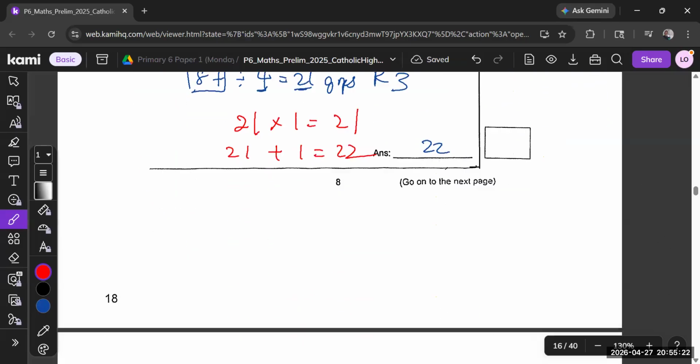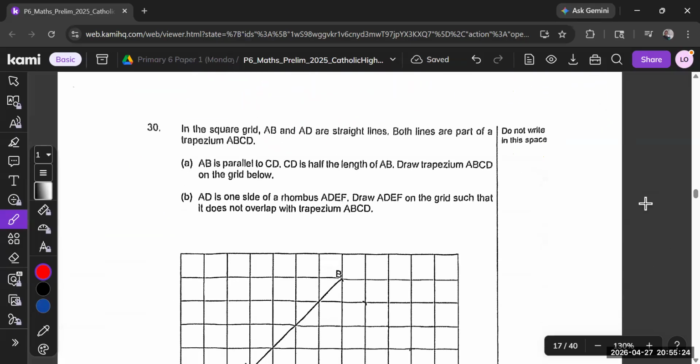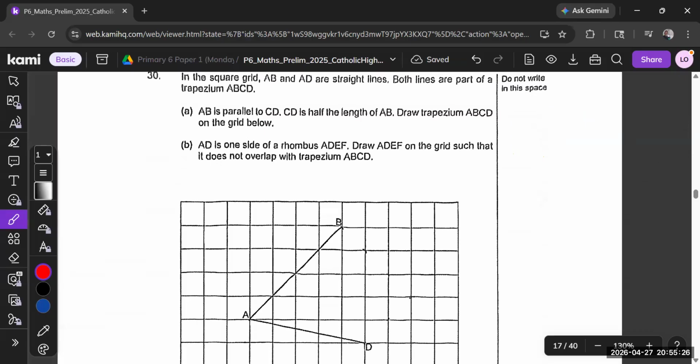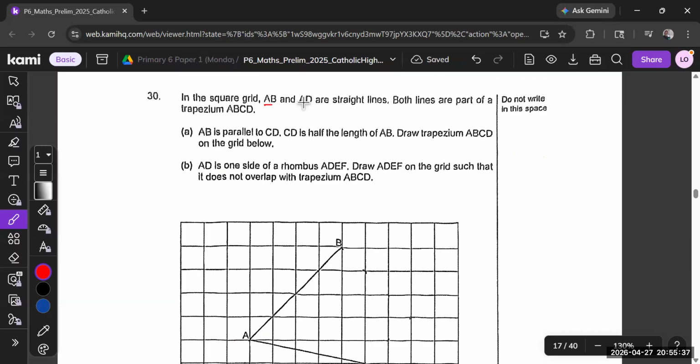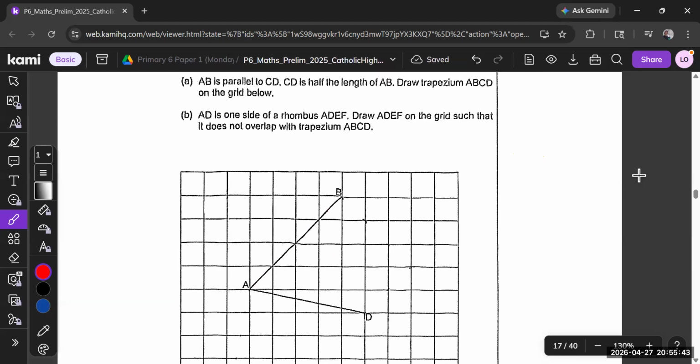All right, last question. And drawing. Okay, drawing is your lucky day because you don't have to think about methods. And the square boxes mean what? You have to count the squares to draw. So in a square grid, AB and AD are straight lines. Both lines are part of a trapezium, A, B, C, D. You don't know how to draw? You need to draw a sketch because that will help you to do faster. And any mistake, you erase on the sketch.